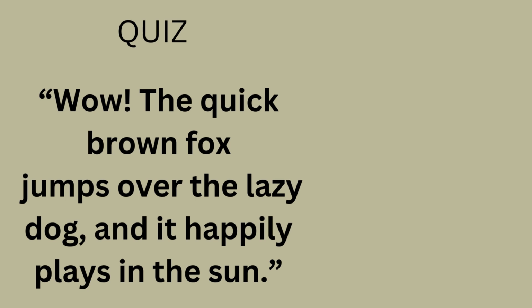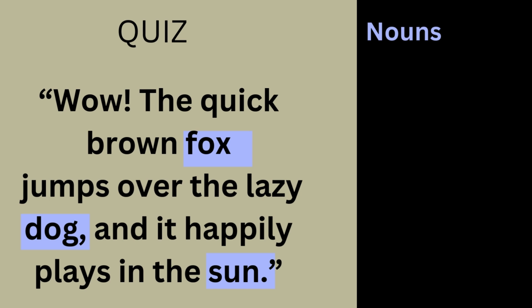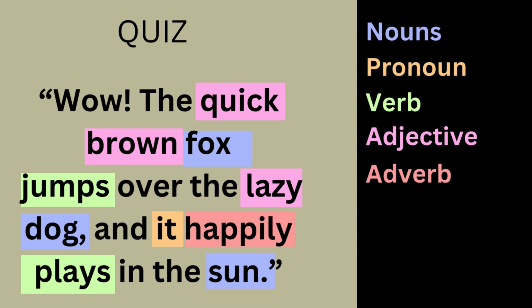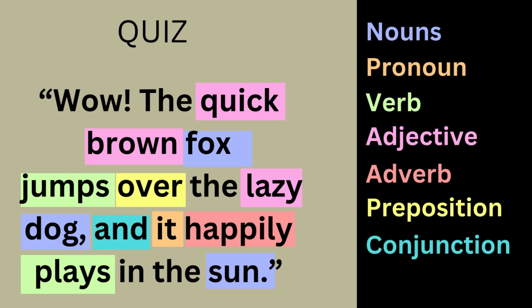Did you find them? Here are the parts of speech in the sentence. The words fox, dog, and sun are called nouns. The word it is a pronoun. The words jumps and plays are called the verbs. Quick, brown, and lazy are the adjectives. Happily is an adverb. Over is a preposition. The word in is a conjunction, and the word wow is an interjection.